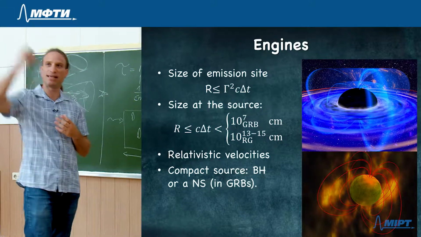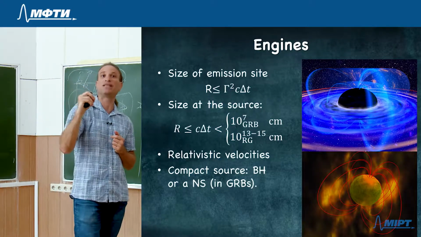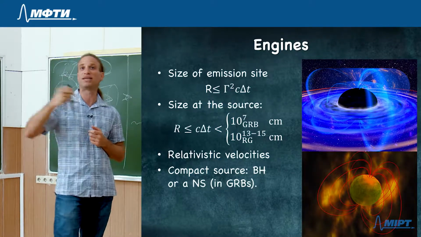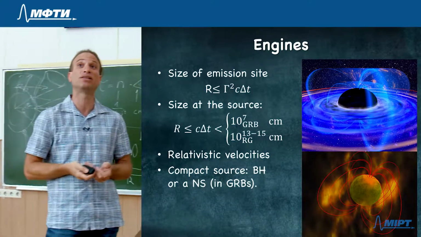So the fact that I see a relativistic jet immediately tells me that the object that emitted it needs to be very, very compact, because only these types of objects can give me such high variability.